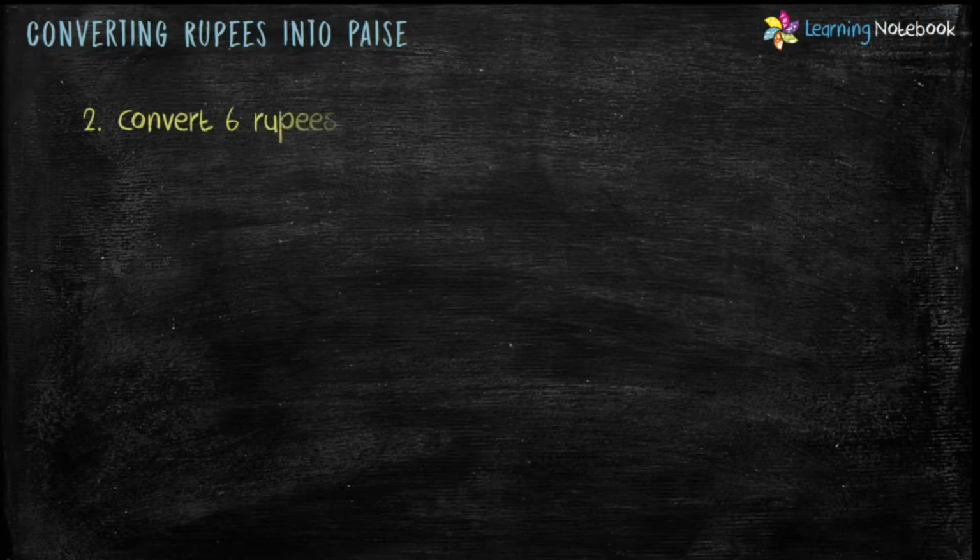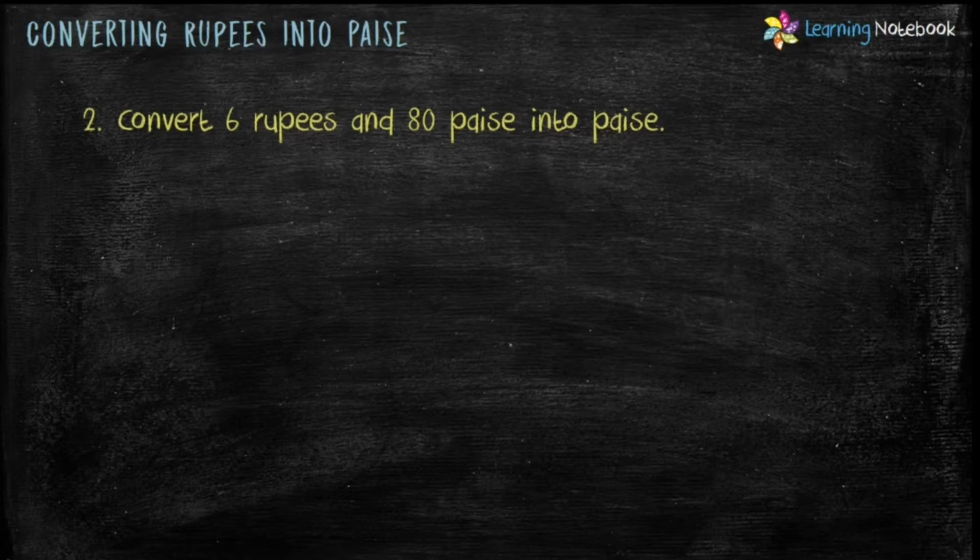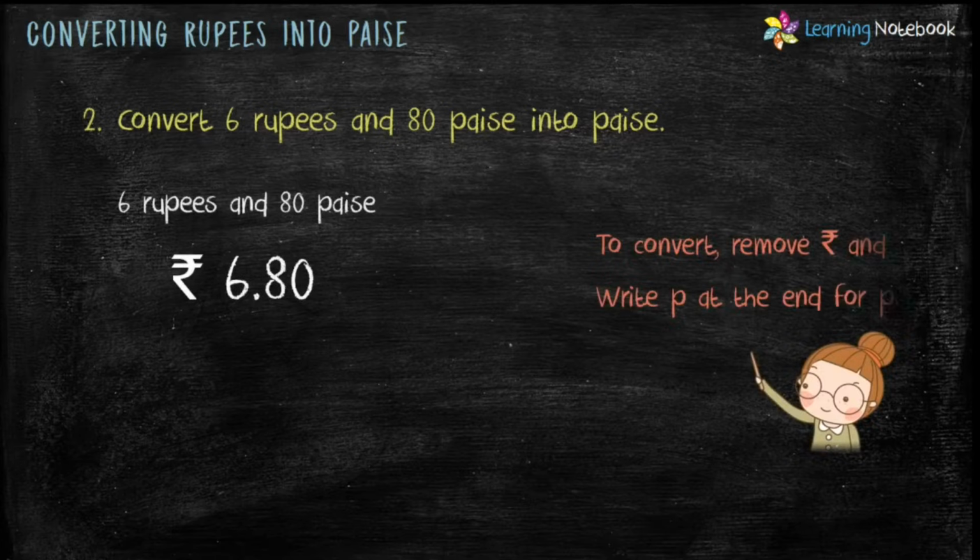Question number 2 is convert 6 rupees and 80 paise into paise. Students, this amount is given in words. First write it in figures. So 6 rupees and 80 paise is rupees 6.80 in figures. Now to convert it into paise, remove rupee symbol and dot and then write P at the end for paise. So rupees 6.80 equals to 680 paise.